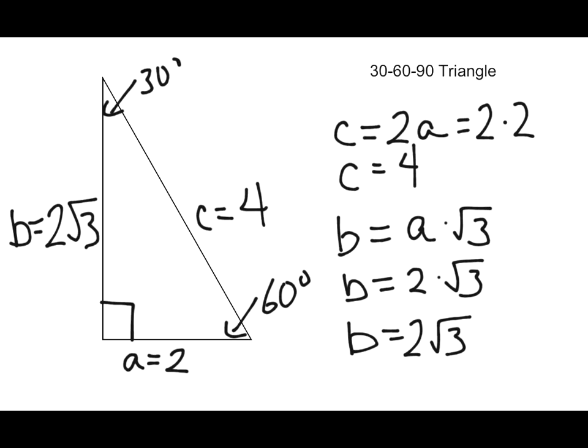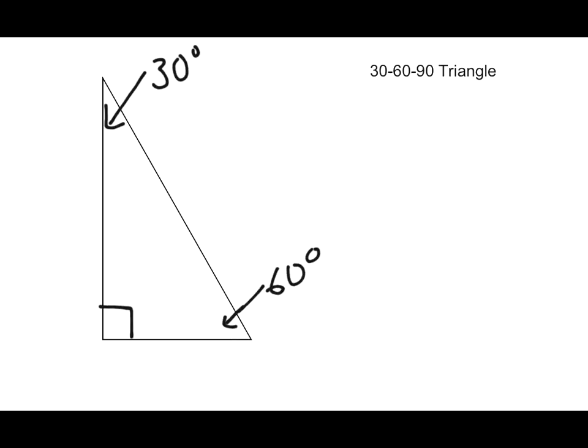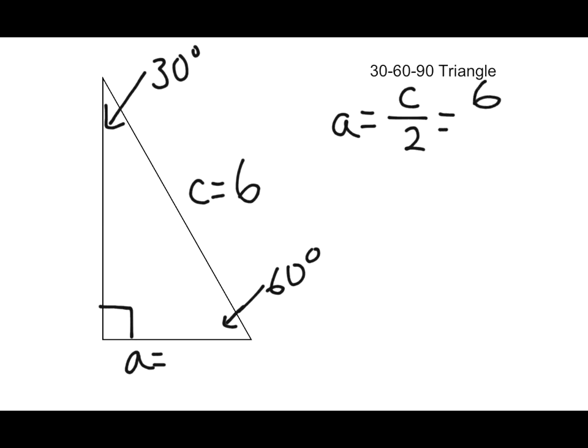You may also have another case where you're given the hypotenuse first. For instance, if my hypotenuse was 6, the first thing you would have to do is find the short side. In order to do that, you would take the hypotenuse and divide it by 2. Since my hypotenuse here is 6, if I divide that by 2, I would find the short side to be 3.